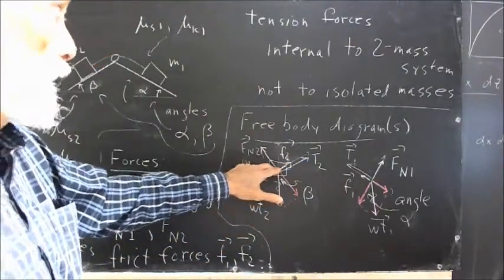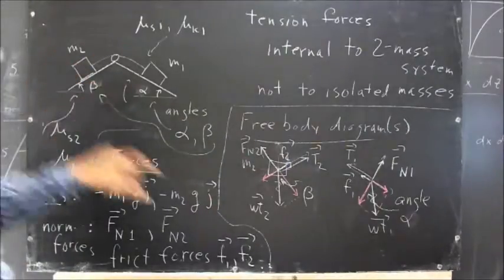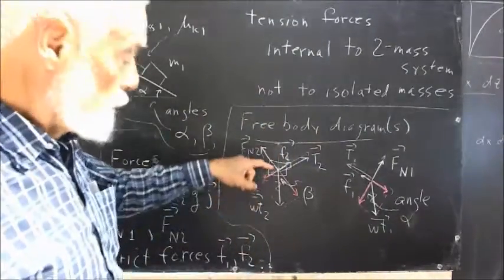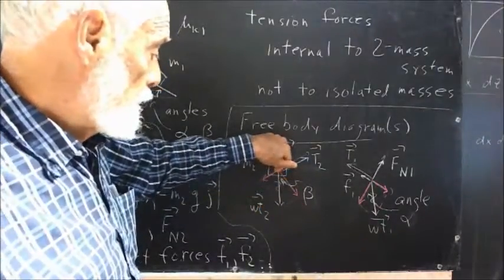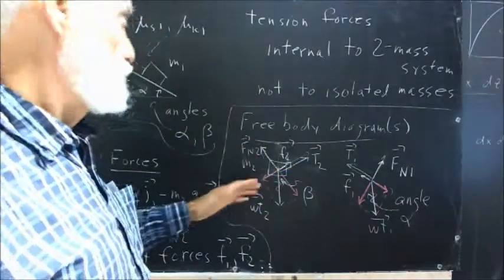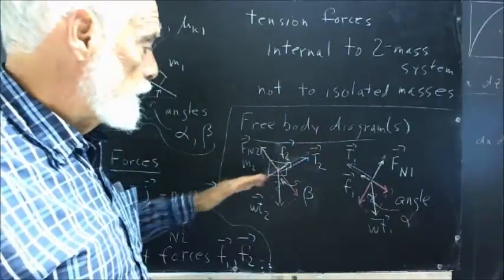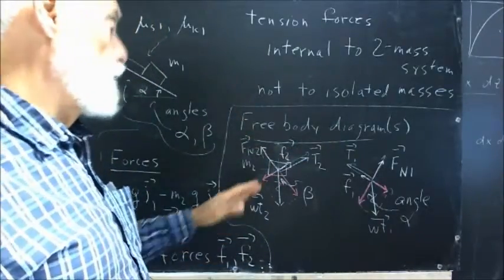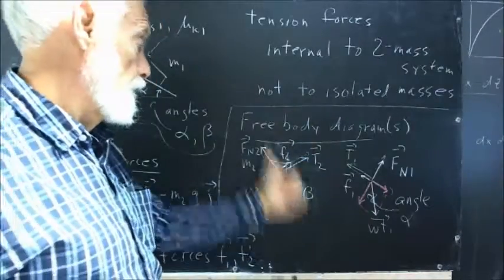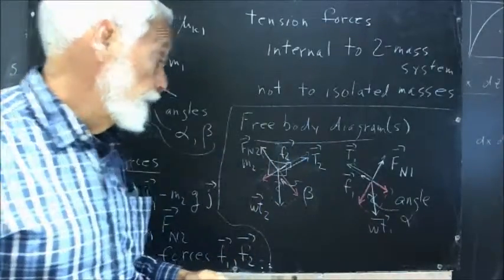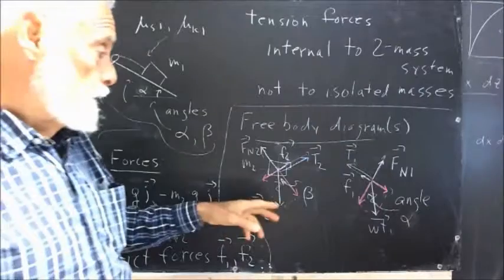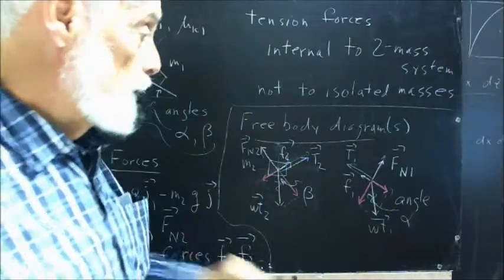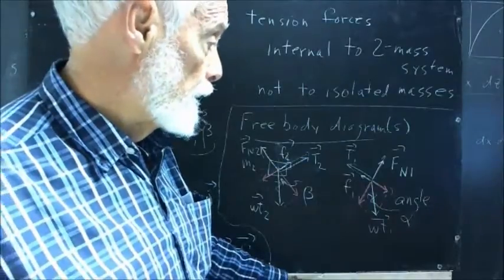Now this would be the diagram for mass M2. We have the weight, which of course is M2g. We resolve that weight into components in the x and y directions using an xy coordinate system that's parallel to the incline, the x-axis being parallel to the incline, the y-axis being perpendicular. Okay, so we have this free body diagram for this mass, and we have a similar free body diagram for the other mass.